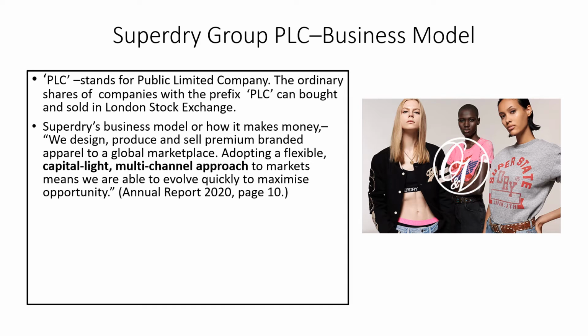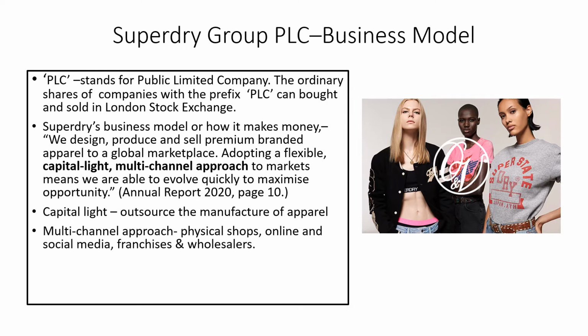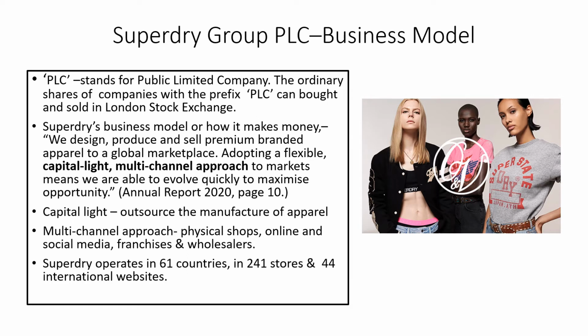We design, produce and sell premium branded apparel to a global marketplace, adopting a flexible, capital-light, multi-channel approach to markets, which means we are able to evolve quickly to maximize opportunity. The word capital-light here means that it outsources the manufacture of apparel to third parties. Multi-channel approach means they sell in physical shops, they sell online and through social media, franchises and wholesalers. Finally, Superdry is a global company as it operates in 61 countries, in 241 stores and 44 international websites.